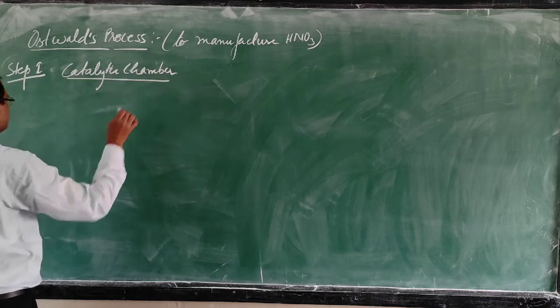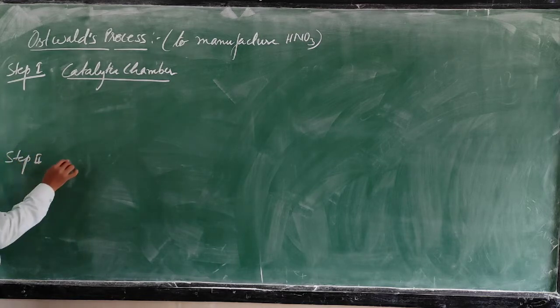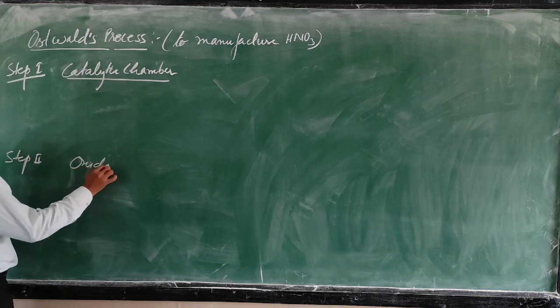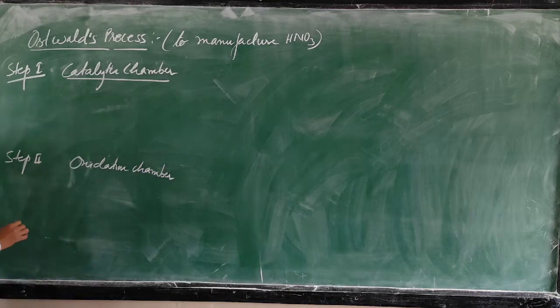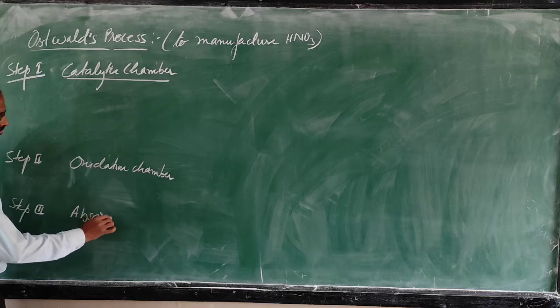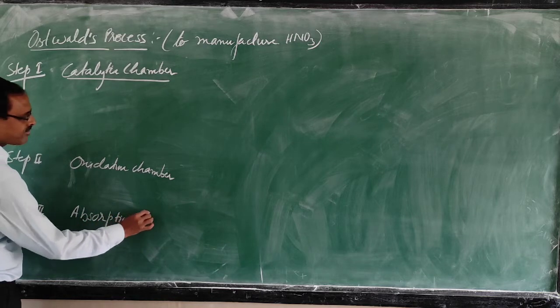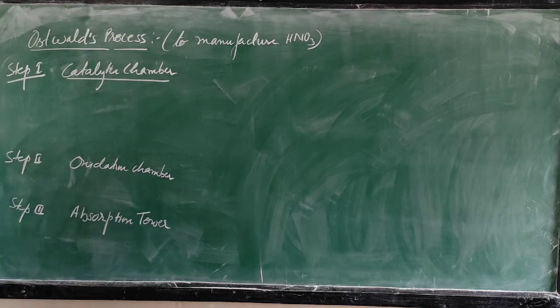The reaction takes place in 3 places. Catalytic chamber, and step 2 is oxidation chamber, and step third is absorption tower. So in 3 places this chemical reaction takes place. So first of all, the catalytic chamber.